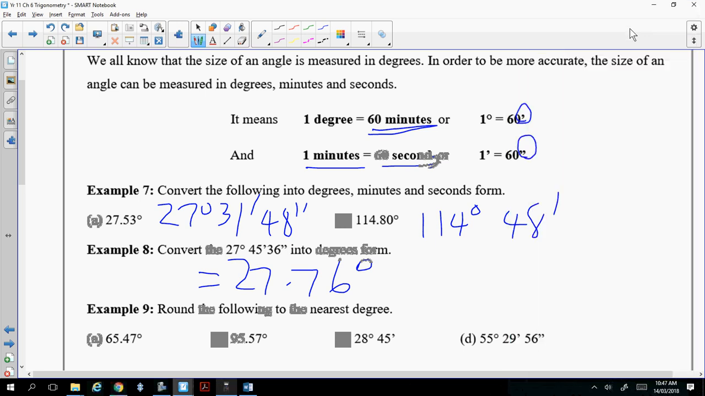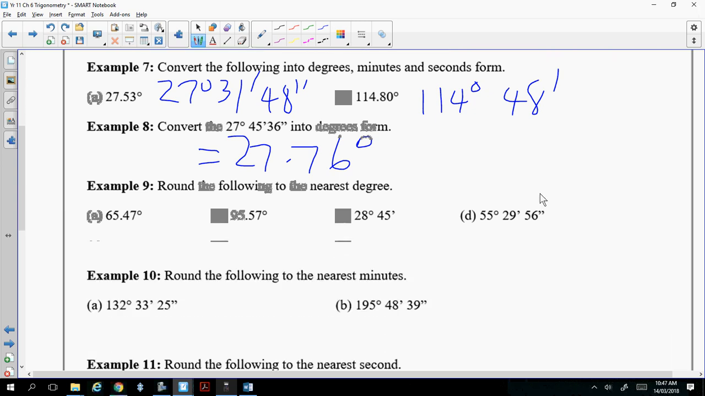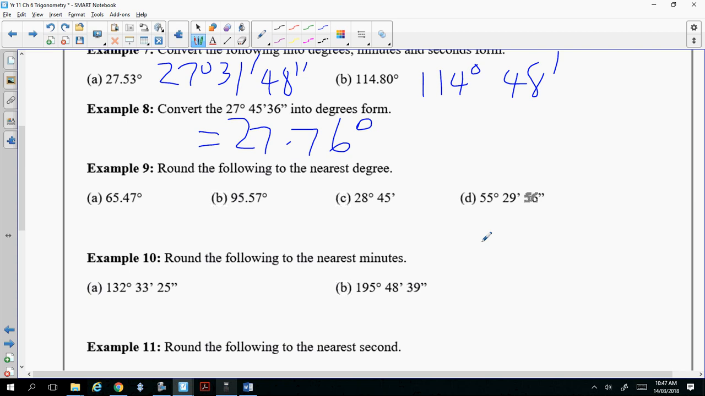All right, any questions? Let's move on to the next one. We need to be able to convert to the nearest degree. So obviously, if it's less than 0.5, we don't round up. So this one's approximately 65 degrees because 4 is less than 5. If you get 5 or more, you have to round up, becomes 96 degrees.